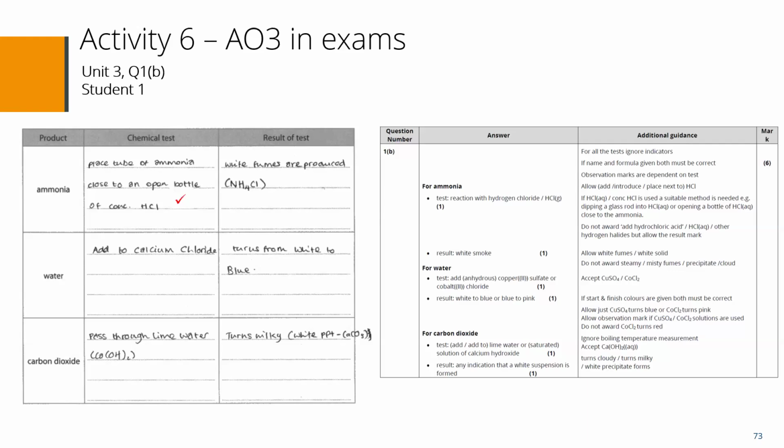All right, placing the ammonia near to an open bottle of concentrated hydrochloric acid counts, but white fumes, hang on a second, allow white fumes is an allow notice in the additional guidance column. So white fumes is correct. Calcium chloride is in fact wrong, and because they haven't got a correct reagent, they can't have the white to blue mark. Lime water is correct, goes milky is correct, so this student scores 4 marks.